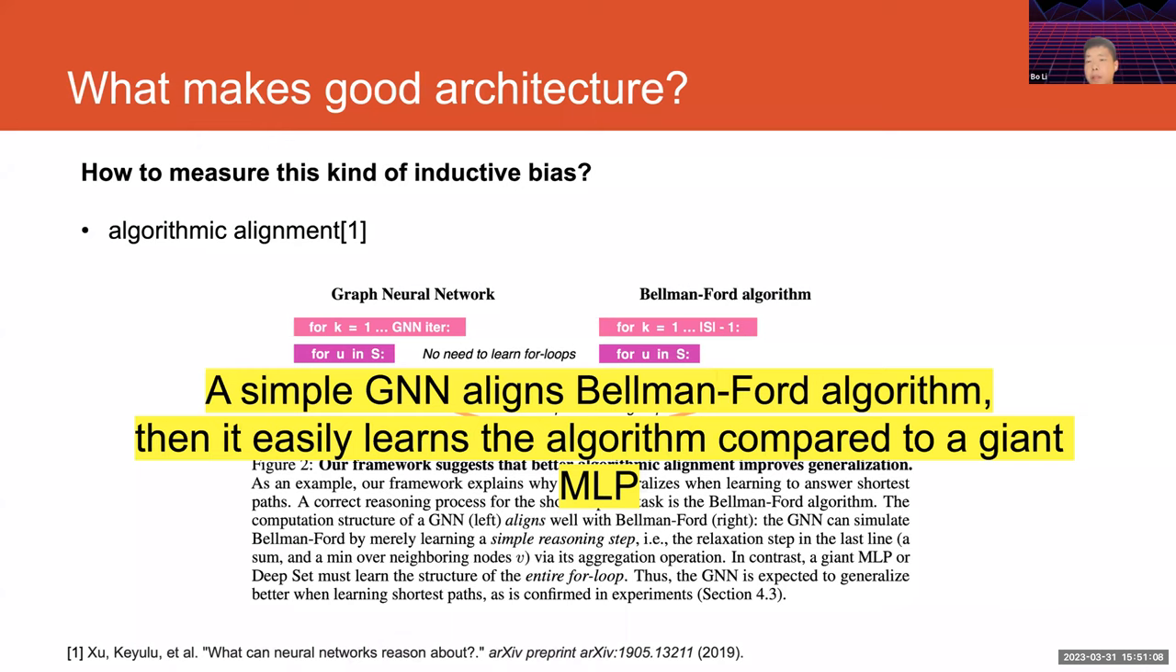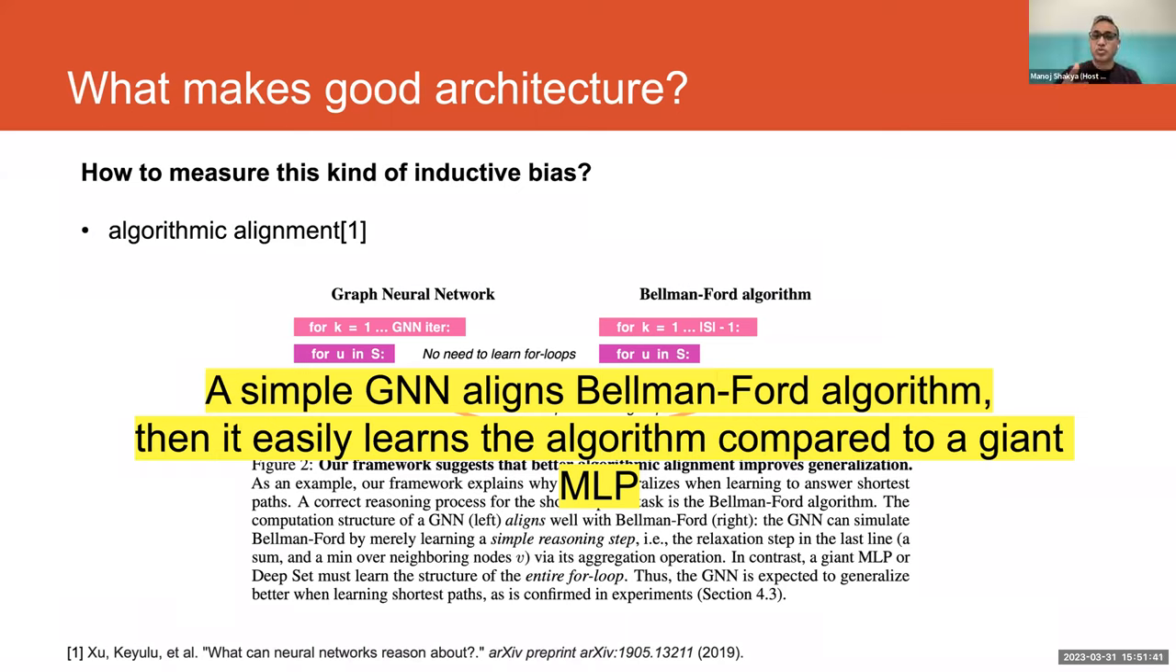It's a previous work. It's mentioned in previous work, and it's what we relied on. The algorithmic alignment tool is proposed in Keyulu Xu's work, What Can Neural Networks Reason About? In that work, she proposed that a GNN would be a good learner for the Bellman-Ford algorithm, because she studies graph neural networks. So she proves this statement in her scenario.